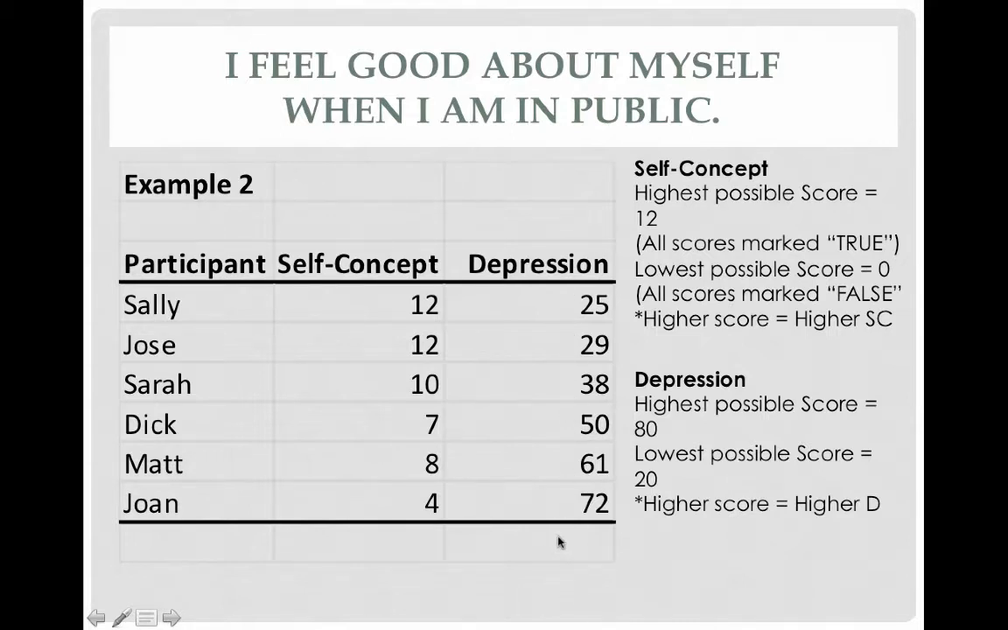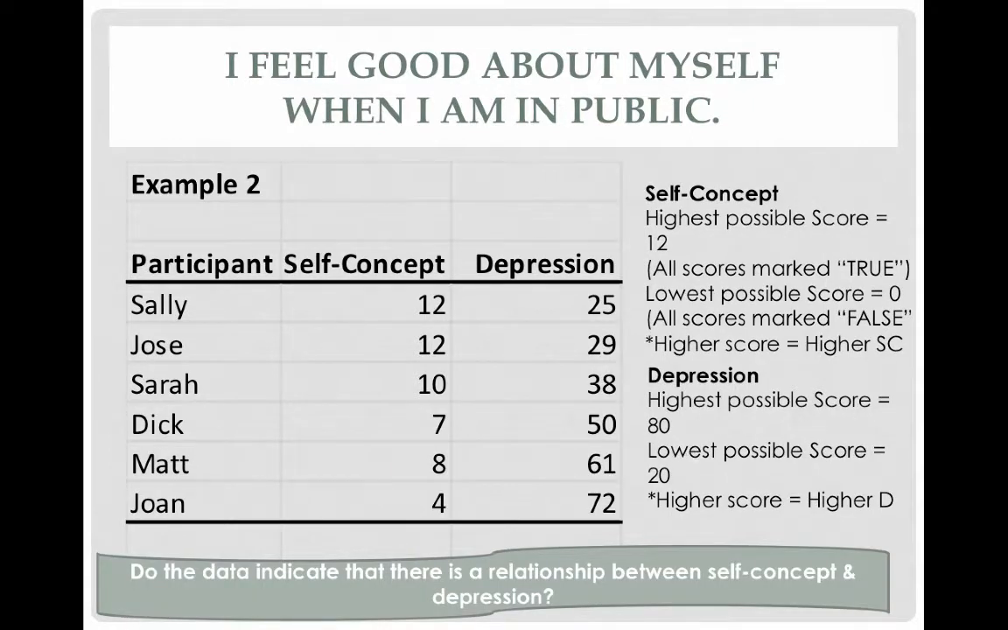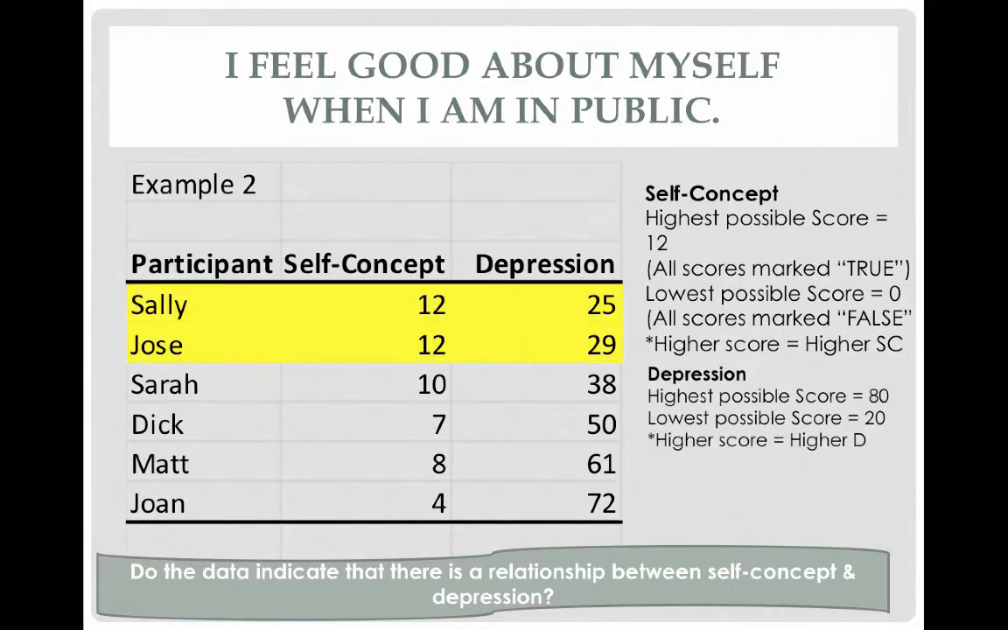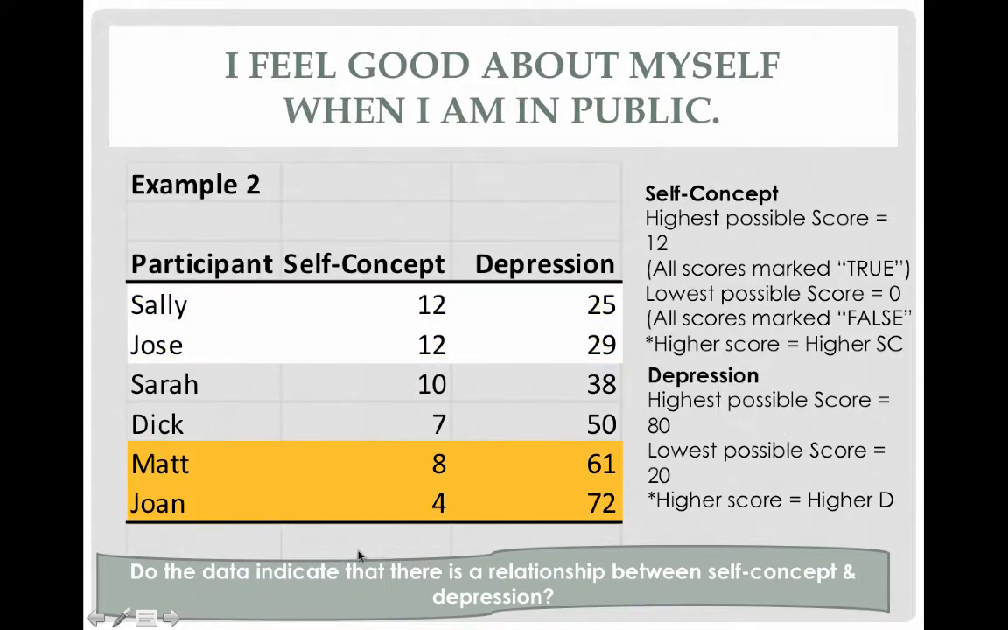Okay, so with that being said, do the data, and I want to point out real quick, data is always plural, so it's do the data, because there's multiple, indicate that there is a relationship between self-concept and depression? Okay. So notice that the participants with higher self-concept scores have relatively low depression scores. So those that are higher in variable 1 have lower in variable 2. Those with lower here have higher here.